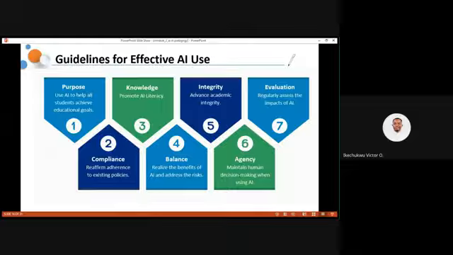Then integrity. Always advance academic integrity. We do not want that because of the advent of AI, we are breeding dummies in our classrooms, students that can't think for themselves. We don't want students that are overly dependent on AI. We want them to be able to think for themselves. We want them to be able to go through thought processes. We are not producing dummies in the classroom.